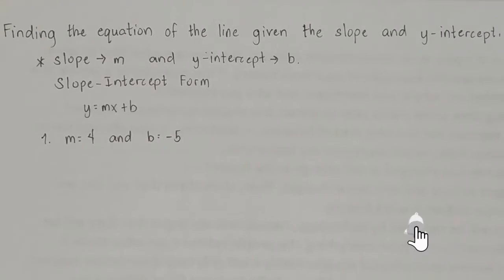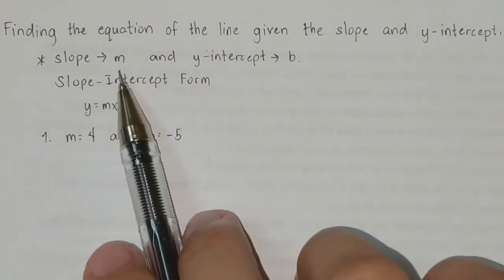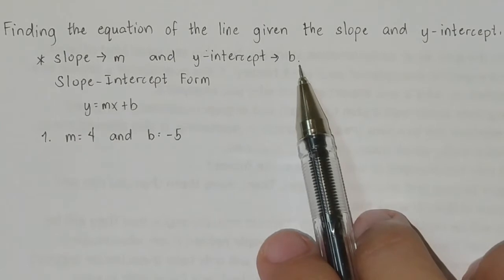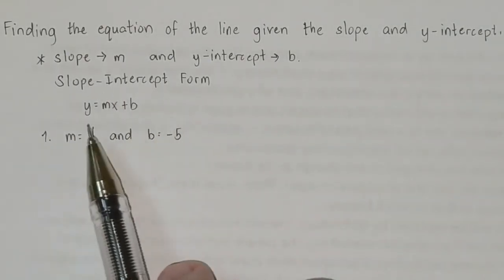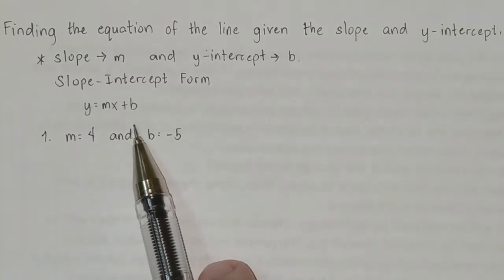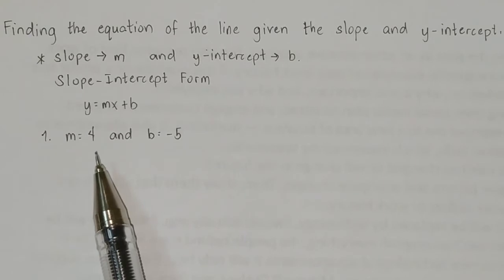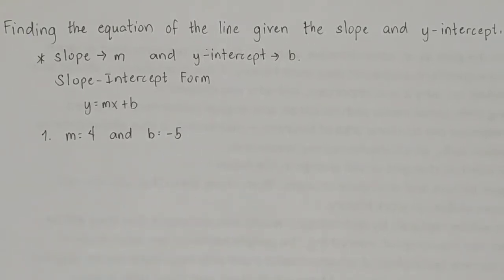Finding the equation of the line given the slope and y-intercept. We have the slope denoted by small letter m, and we have the y-intercept denoted by small letter b. And we have slope-intercept form y is equal to mx plus b. Our first example, we have slope m is equal to 4 and y-intercept b is equal to negative 5.